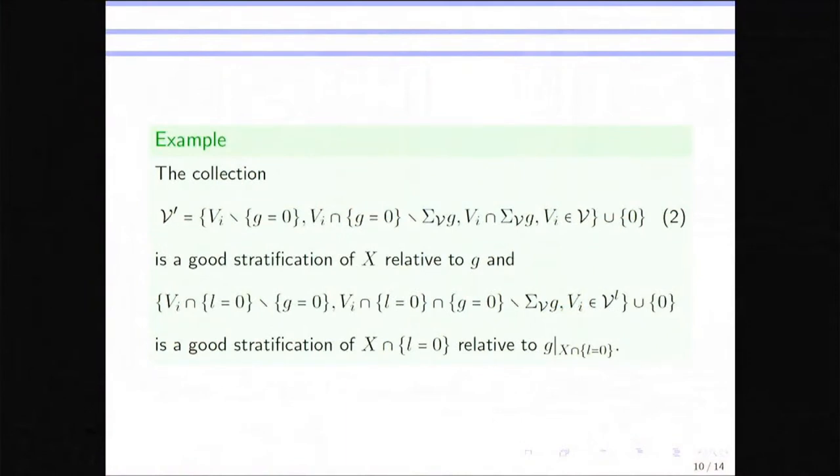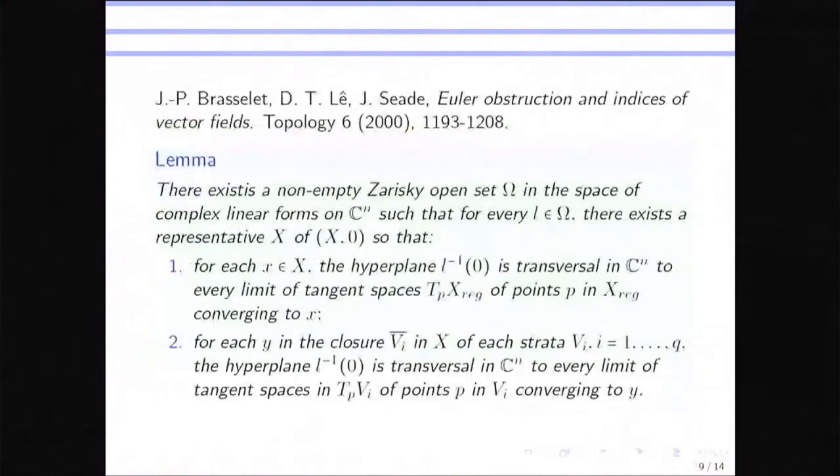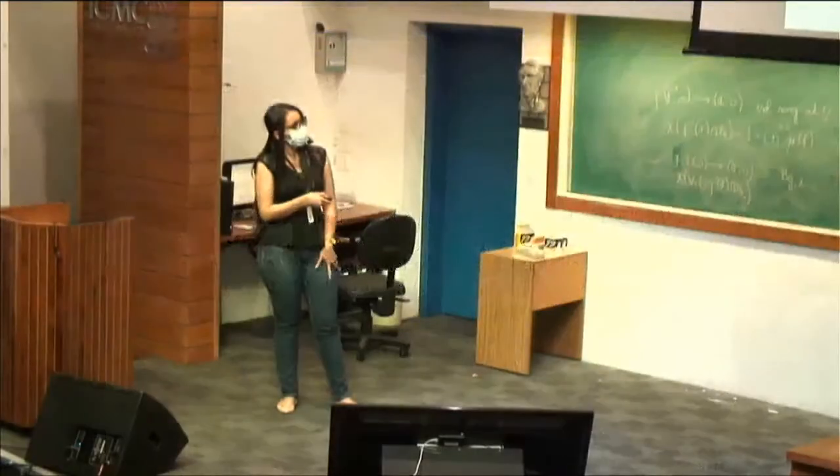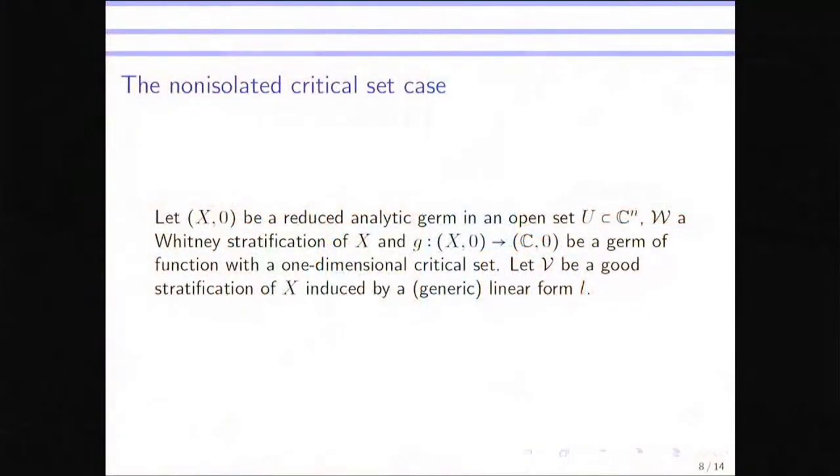All right, so I took that function. Let me just go back to this slide where we are setting our space of study. So this function G has a one-dimensional critical set, and we are taking this good stratification induced by a generic linear form.